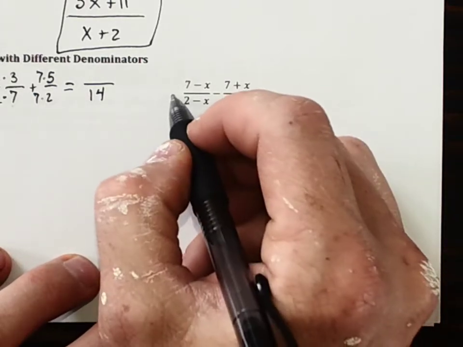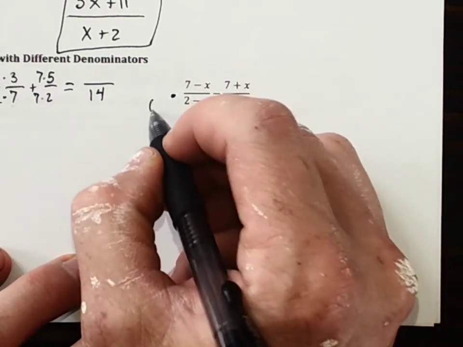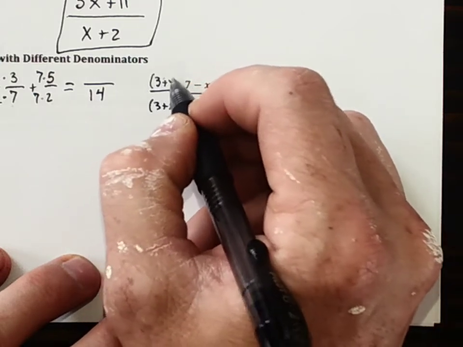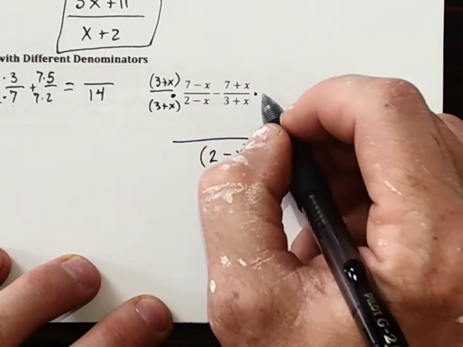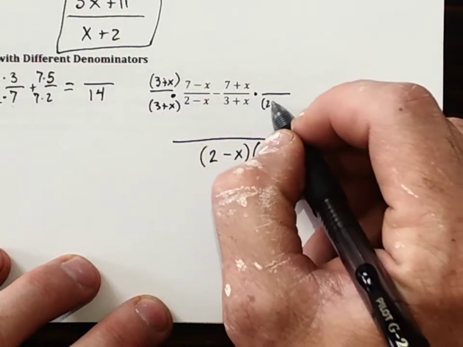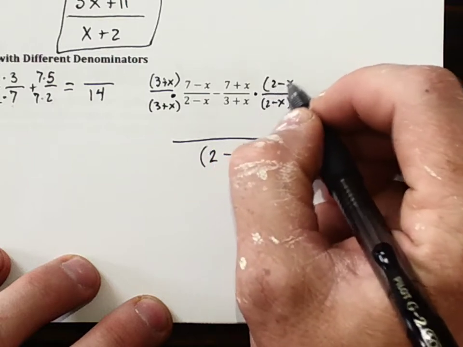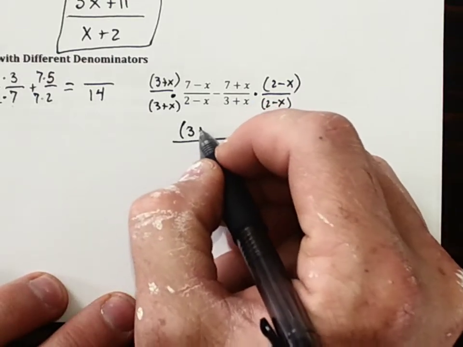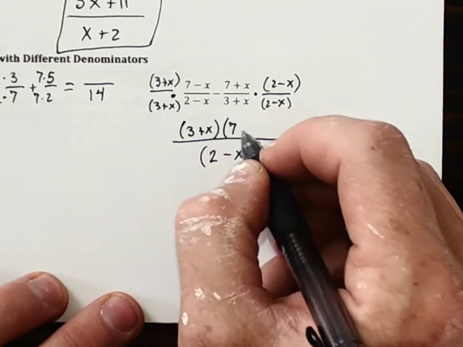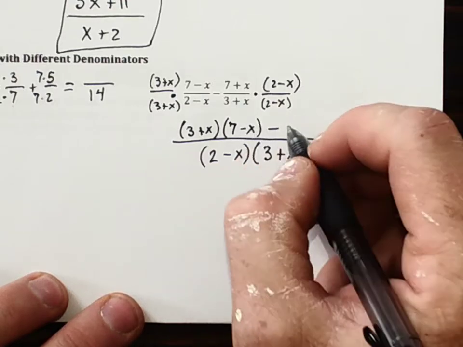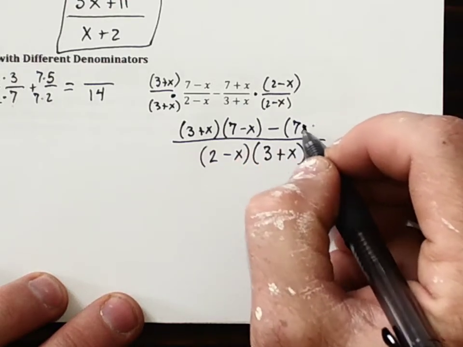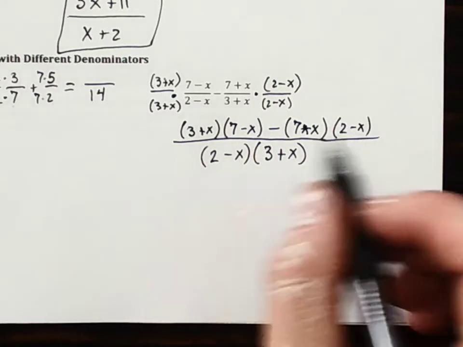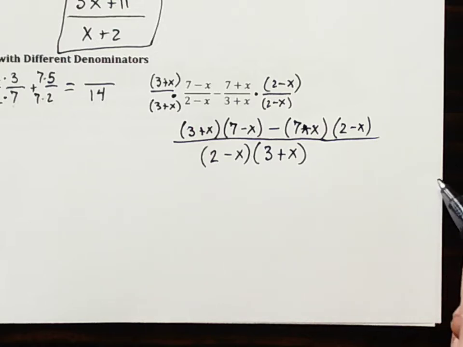So I have to multiply the one that's 2 minus x by 3 plus x, which means I also have to do that to the top, 3 plus x. And I have to multiply the bottom of this by 2 minus x, so I also have to multiply the top by 2 minus x. So what I get is 3 plus x multiplied to 7 minus x, minus all of 7 plus x times 2 minus x. And now we have to double distribute and make everything come together.